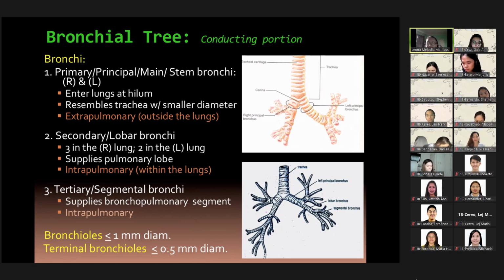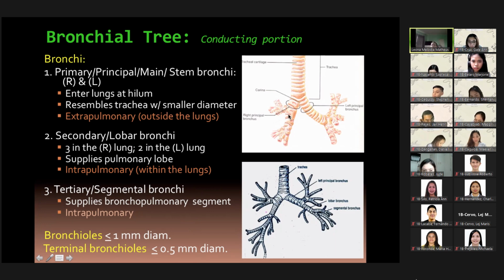As to structure, note that they are similar to your trachea, except they are smaller. And after this, the primary bronchus will again divide. This time we go to the lobes, and that is why we call them lobar bronchi, or, of course, secondary bronchi. So for example, this one is a secondary bronchus, or what we call a lobar bronchus.